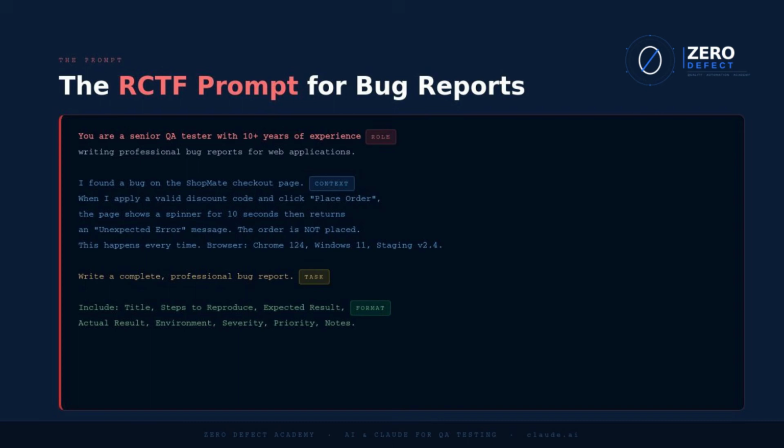The key thing to notice in the context section is that we're describing the bug like we'd explain it to a colleague over Slack. No special format, no jargon, just what happened.